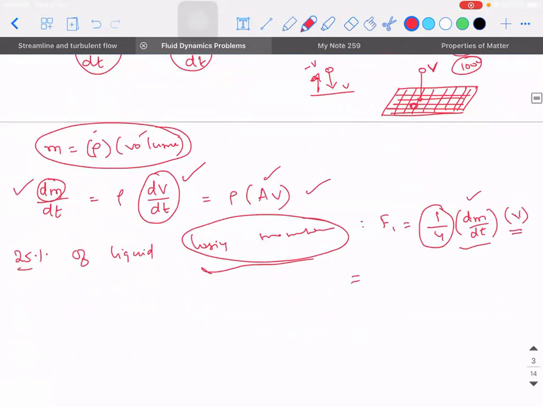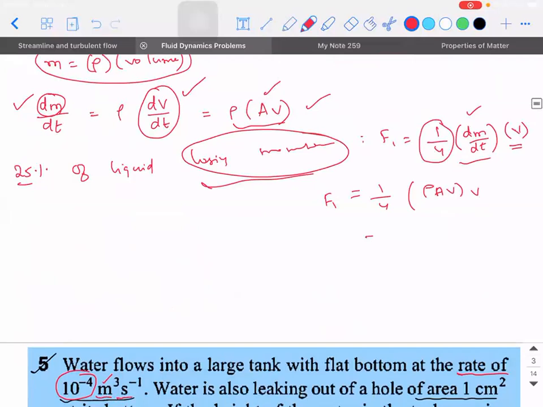So F1 is how much? 1/4 into dm by dt. It is rho into A into v into v. So that will be 1/4 of rho A v square. Let this be equation number 1.